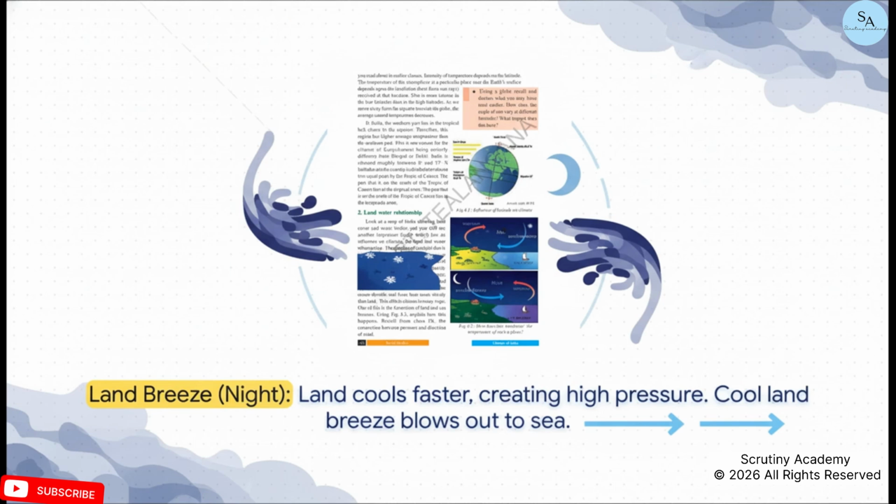The land cools down much faster, creating high pressure. The sea is now warmer in comparison. So the cool air gets pushed from the land out to the sea. That's the land breeze. This daily back and forth is the secret sauce for that pleasant coastal weather.